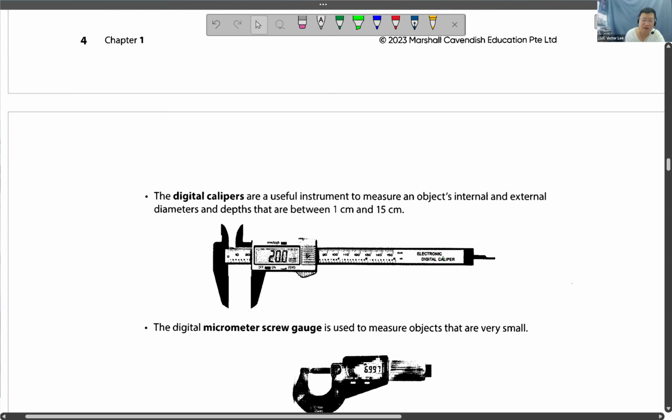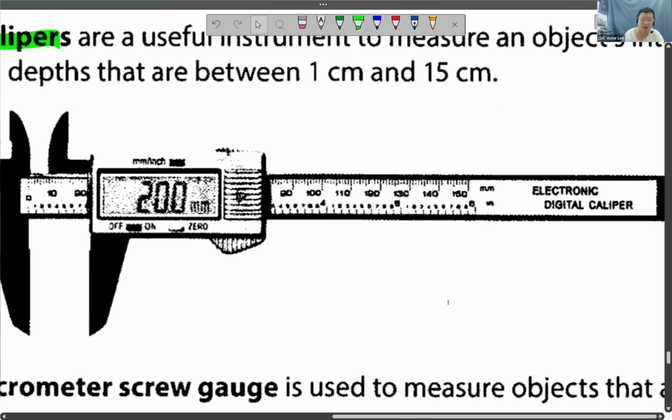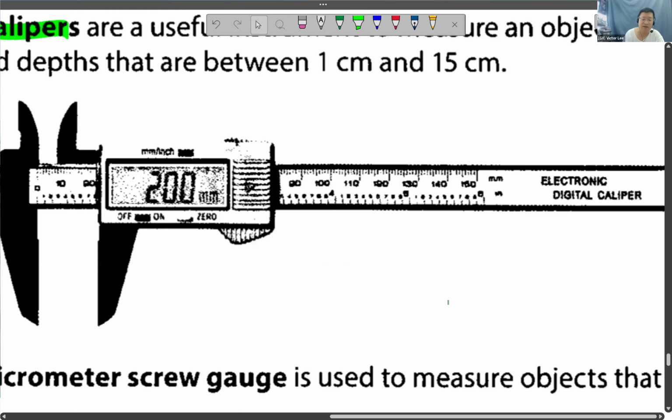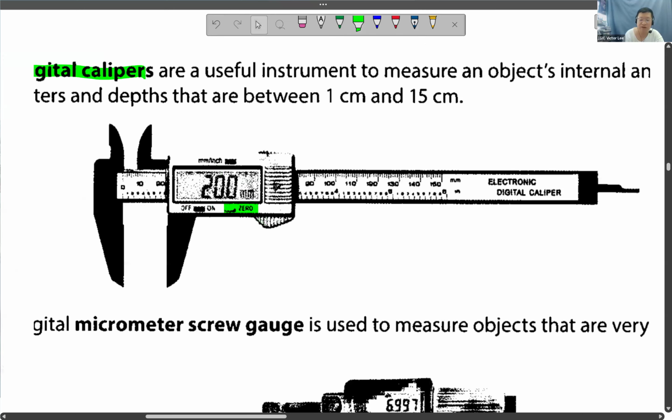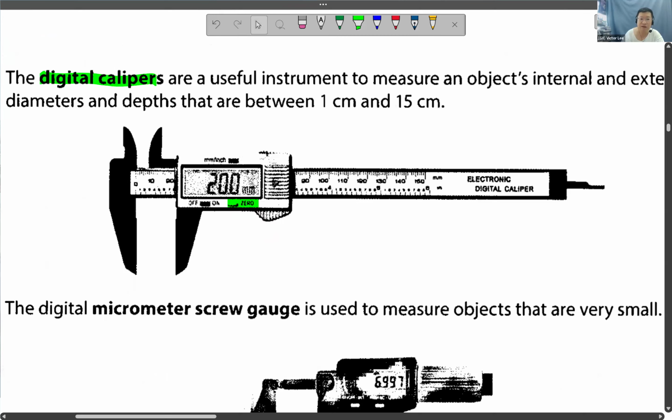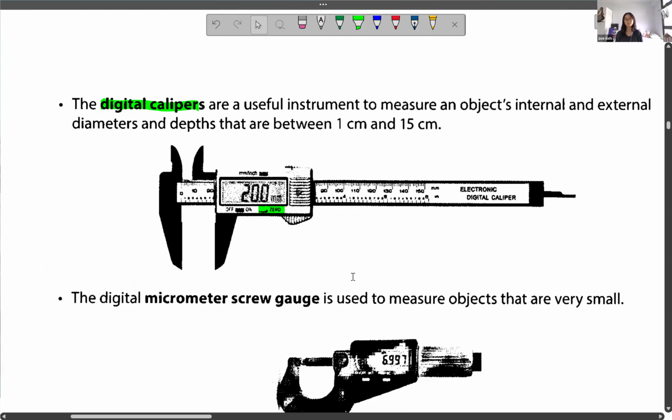Digital caliper, you need to know how to use. I'm sure your school will let you try this one. And then remember, always set to 0. There's a button here. There's a 0 button. Always set to 0 first. I think the button is here. Set to 0 first. Then the micrometer screw gauge. I'm not sure whether the school lets you use this one. Do you use this? Not all schools show. You have, okay.